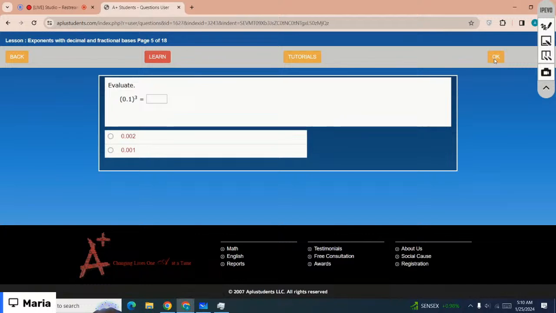The next one is 0.1 exponent 3. So which is the correct option? The correct option is 0.001. The correct option is option number 2, that is 0.001.